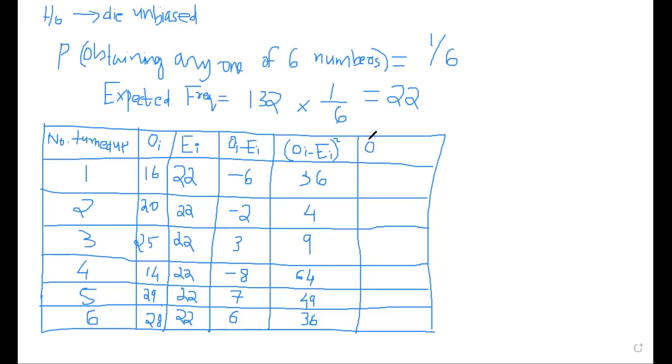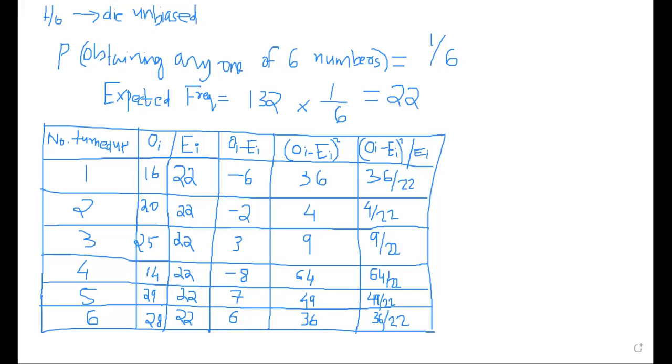Then the last step is OI minus EI the whole square divided by the expected frequency, EI. So this is 36 divided by 22, then 4 divided by 22, 9 divided by 22, 64 divided by 22, 49 divided by 22, and 36 divided by 22. This is OI minus EI the whole square divided by EI.